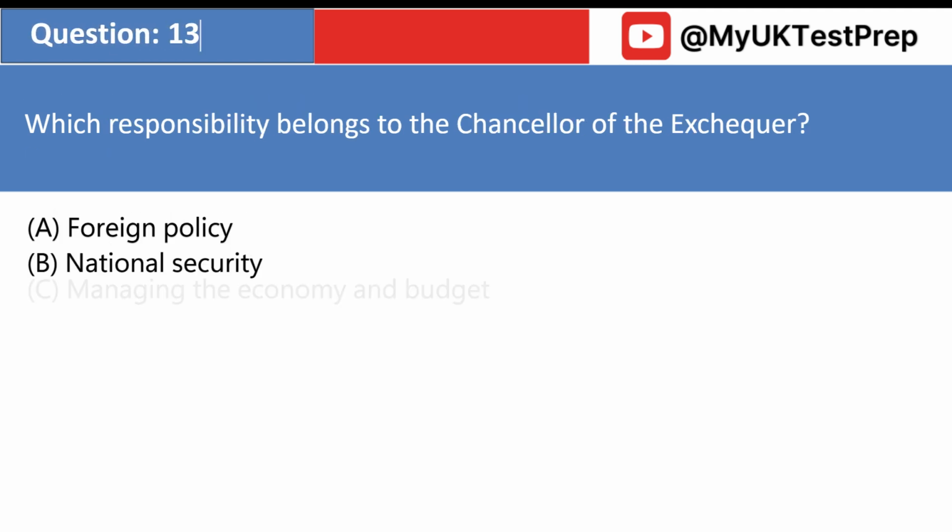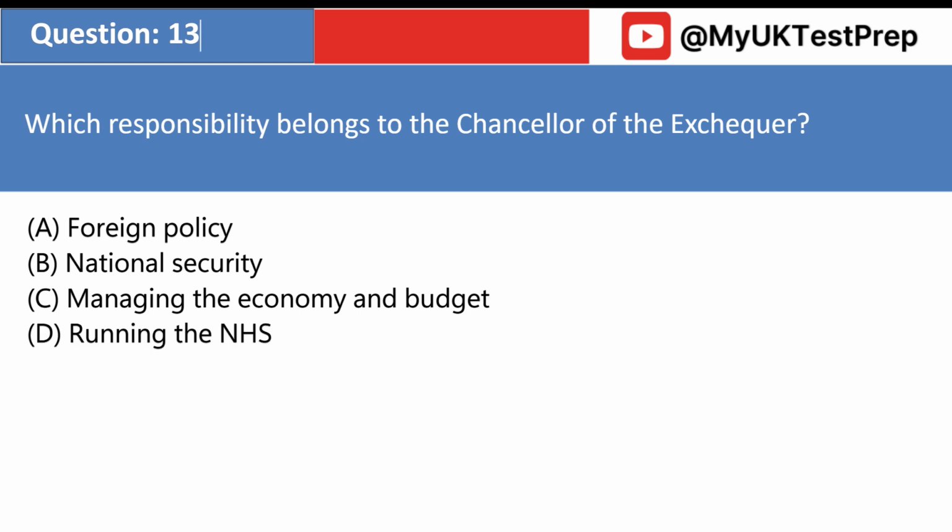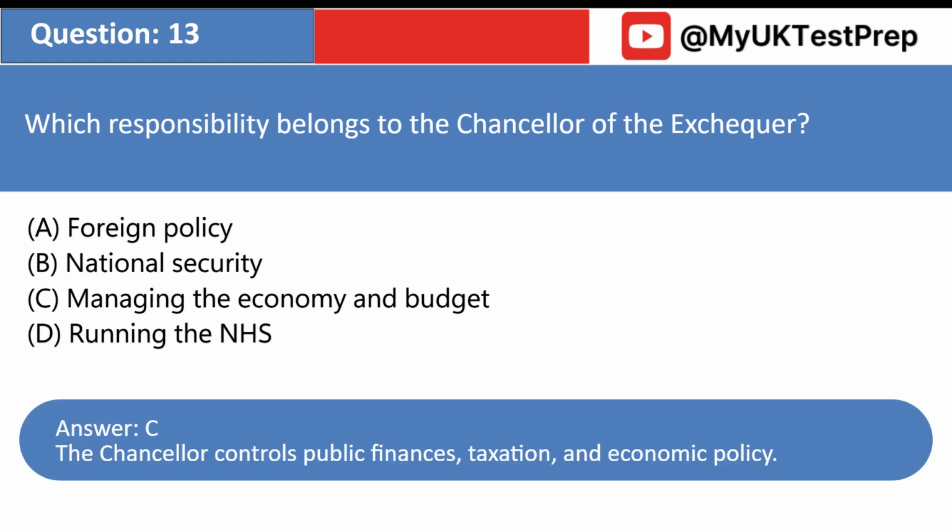Which responsibility belongs to the Chancellor of the Exchequer? A. Foreign policy. B. National security. C. Managing the economy and budget. D. Running the NHS. Answer: C. The Chancellor controls public finances, taxation, and economic policy.